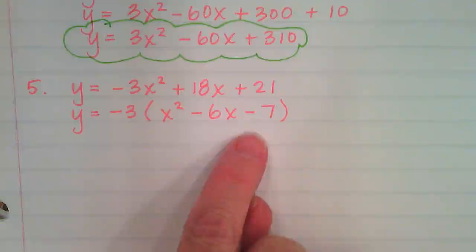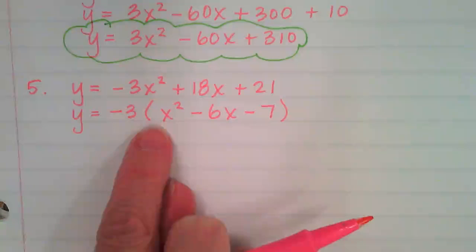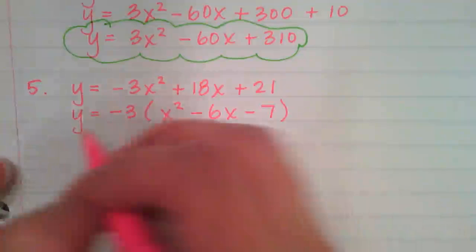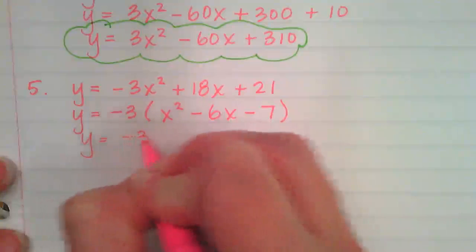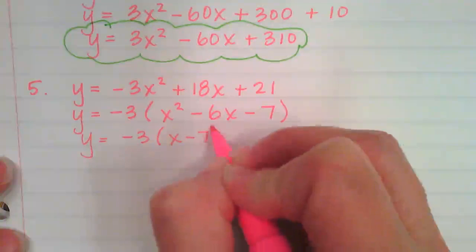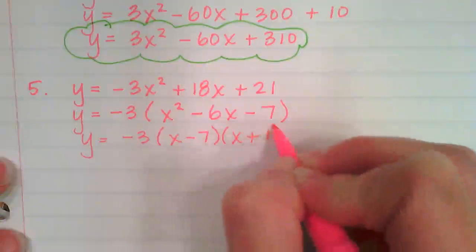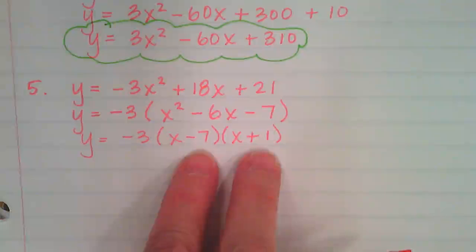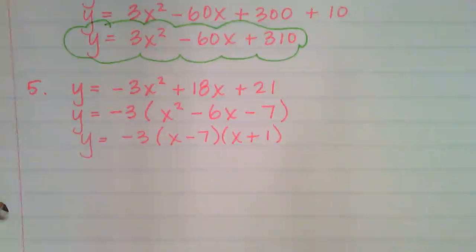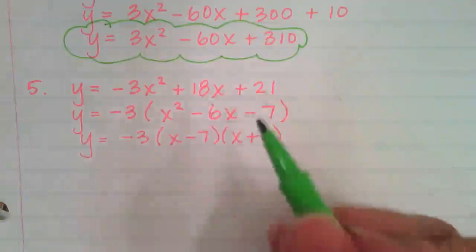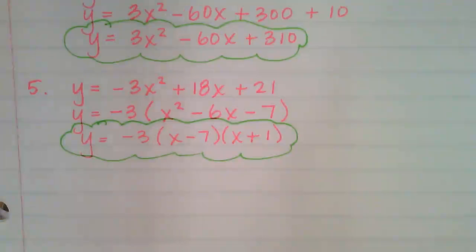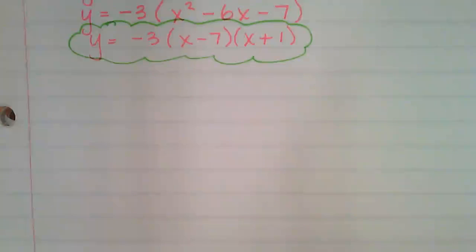So now I have a trinomial. There isn't a leading coefficient other than 1. So I just need to think about numbers that multiply to be negative 7 that add up to negative 6. So what I'm thinking of is, I have my negative 3, x minus 7, and x plus 1, because that's going to multiply and give me negative 7, but combine together to be negative 6. And now I have intercept form, because intercept form is factored form. So there's number 5. All right, on to number 6.